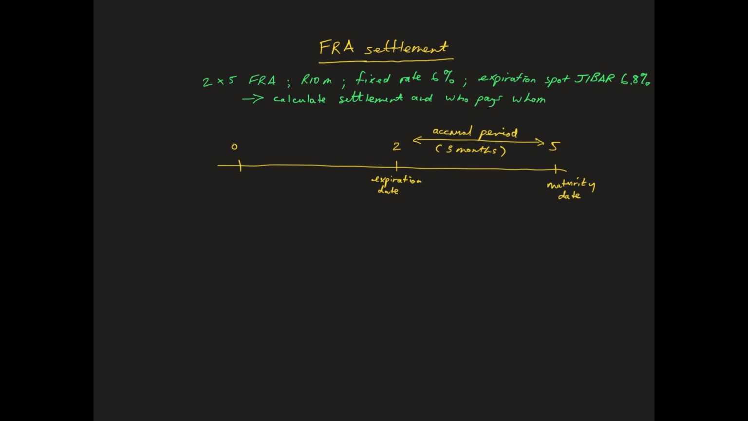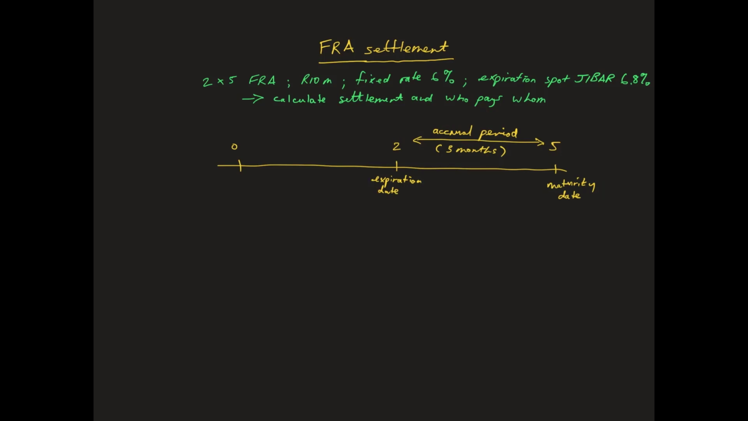All rates are based on the Johannesburg interbank rate, which is a simple interest money market rate. We assume that the 30/360 day count convention applies. Because this example is focused on what is happening at expiration date for this derivative, we are not interested in the 2 months prior to that date. We are instead focused on the 3-month accrual period that begins at expiration date and ends at maturity date.